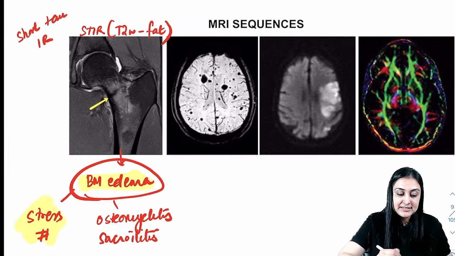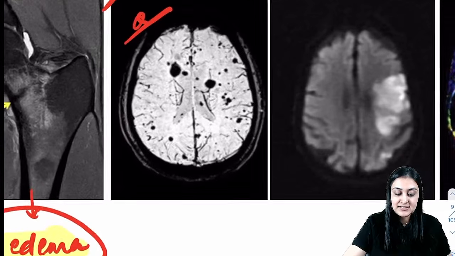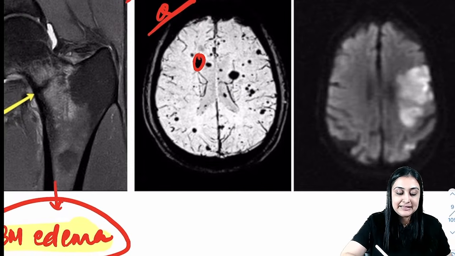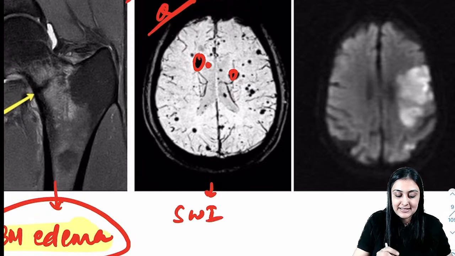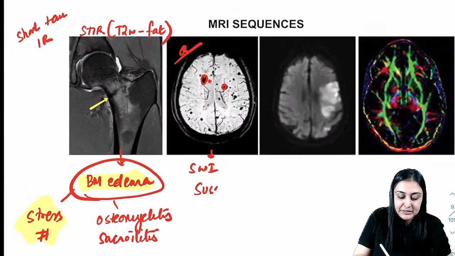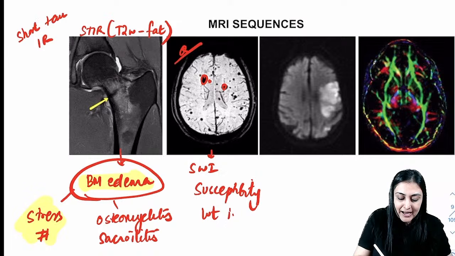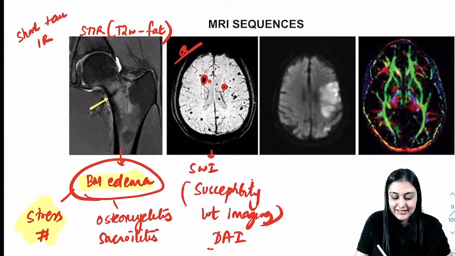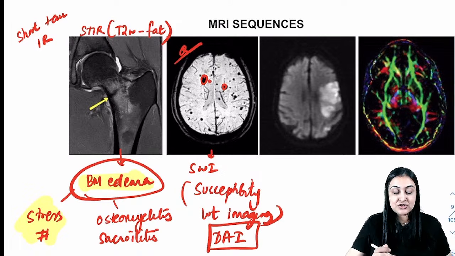Okay, what is this? Last year AIIMS question, specialized sequence to pick up hemorrhage, micro hemorrhages. These are all tiny micro bleeds. This sequence, remember the name, is SWI, susceptibility weighted imaging. This is going to pick up your micro hemorrhages. This is the sequence of choice for diffuse axonal injury. To pick up diffuse axonal injury, SWI.